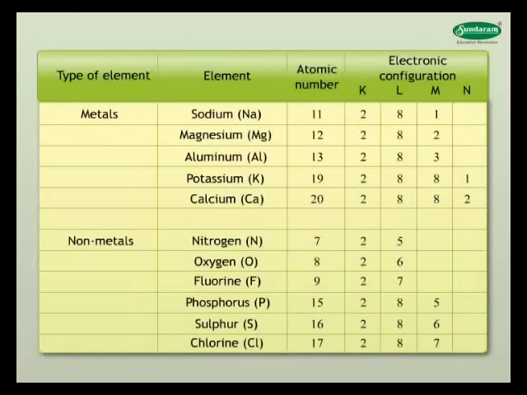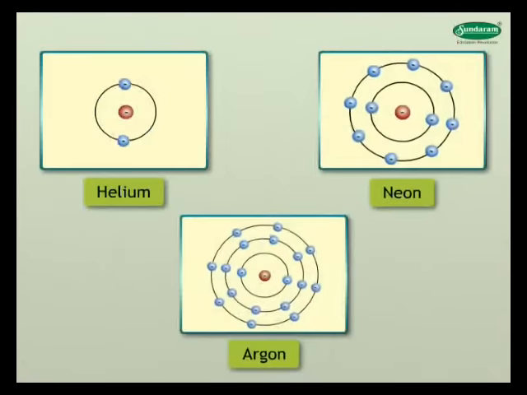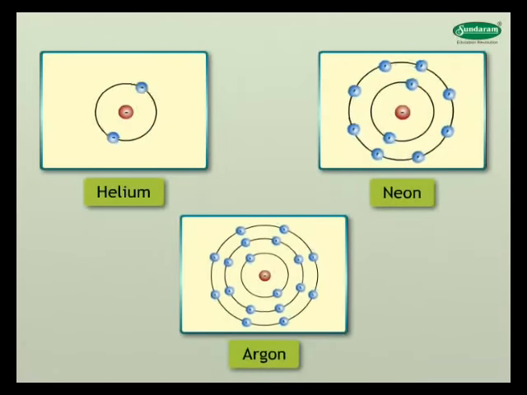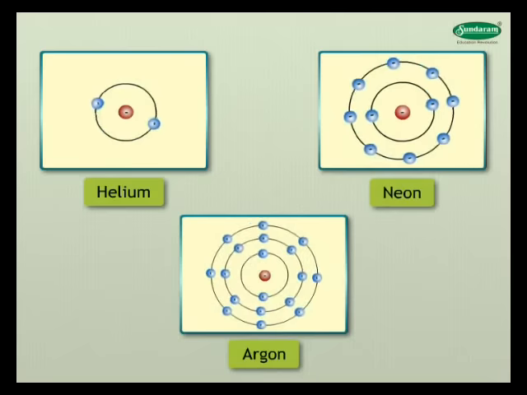Let us look at the electronic configuration of metals and non-metals. It will help us to understand the reactivity of different elements and formation of different compounds. We have learnt that noble gases have a completely filled valence shell, hence are chemically inactive.